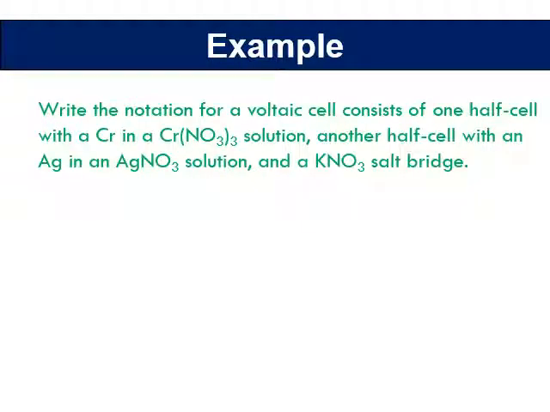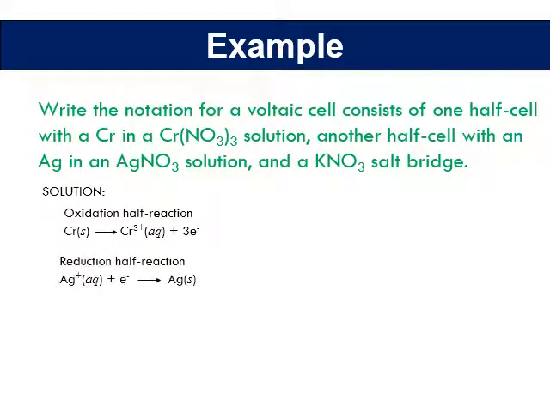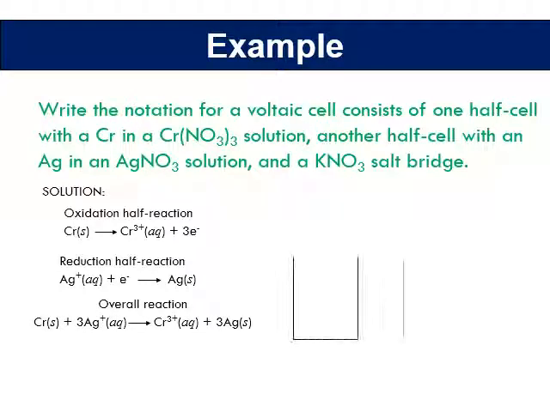Right, so next is to do this example. Write the cell notation for a voltaic cell consisting of one half cell of chromium in chromium nitrate, and another half with silver in silver nitrate, using a salt bridge of potassium nitrate. So I want you to do this as your exercise, and we continue with the third part of the video. Okay.